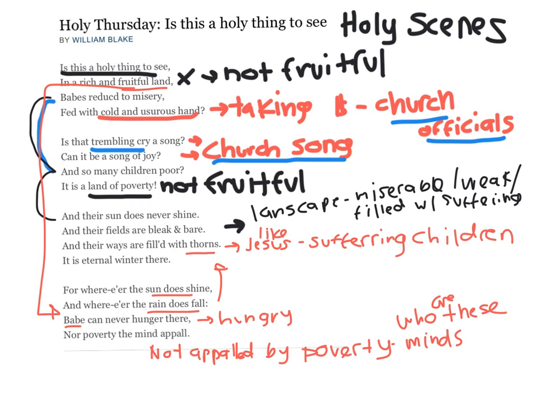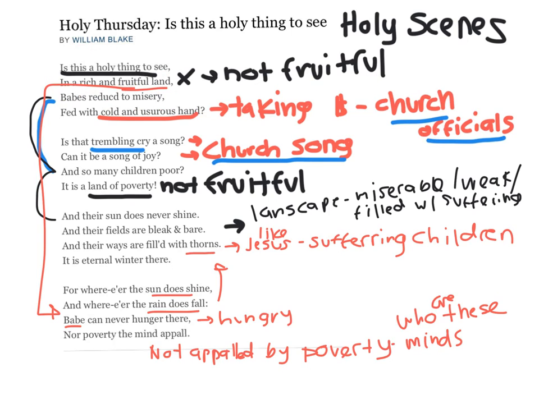Okay, so now we're going to try to get the really big picture here. So William Blake, the author, we can now tell is writing about miserable, poor children in the church. So what is he trying to say? So he's asking whether or not this is a holy thing to see. The church, with their usurious hands, taking money from the poor as these babies are reduced to misery. And this is all happening in a supposedly rich and fruitful land.